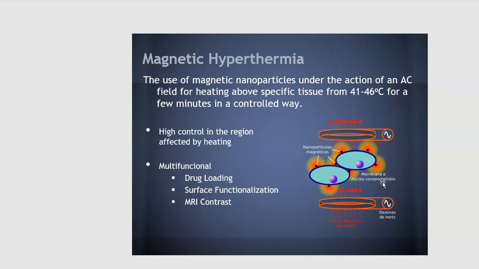And also it is multifunctional. When we make magnetic nanoparticles, we can load drugs, we can functionalize the surface of the nanoparticle, and we can also use these magnetic nanoparticles as a magnetic resonance imaging contrast agent.